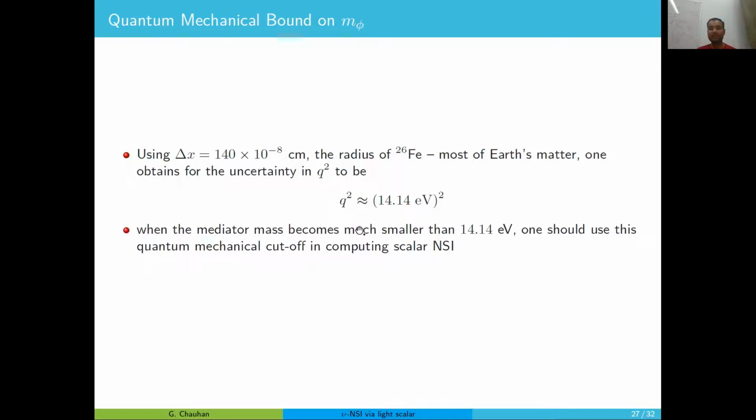So when the mediator mass falls much below this particular momentum transfer scale, one should just use the quantum mechanical cutoff. Basically the denominator in the propagator is mostly dominated by this momentum transfer of 14 electron volt squared rather than the m phi squared, which we were earlier calculating for.